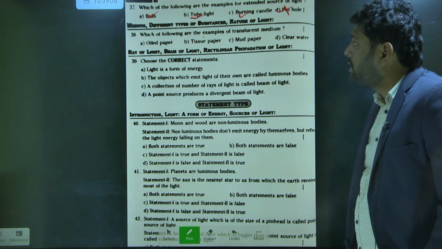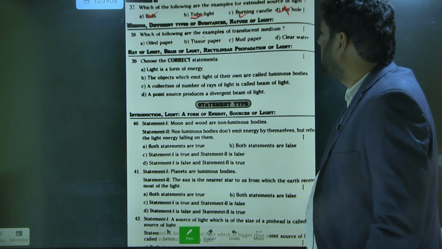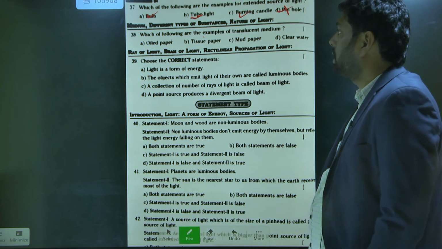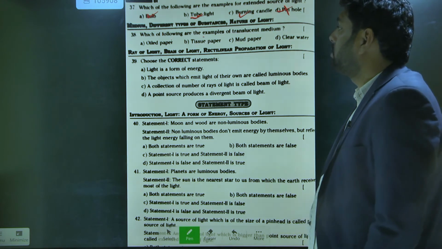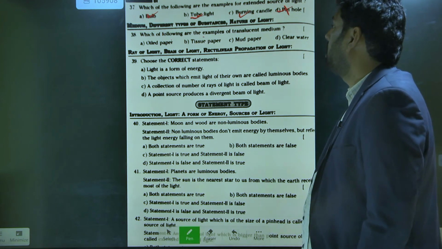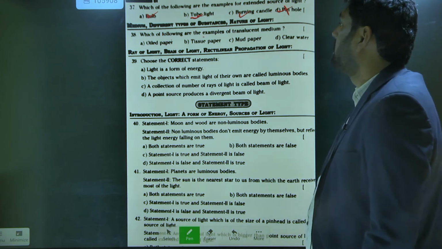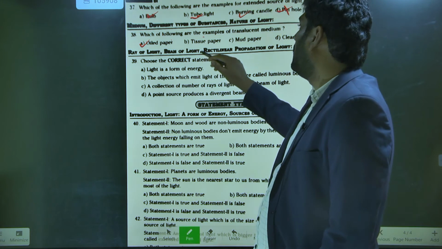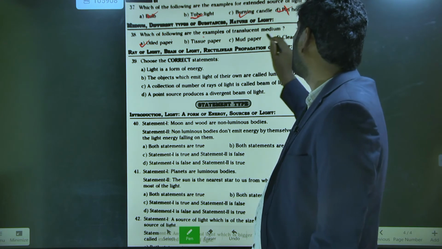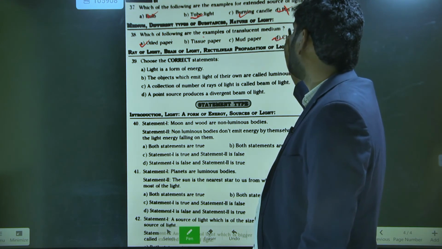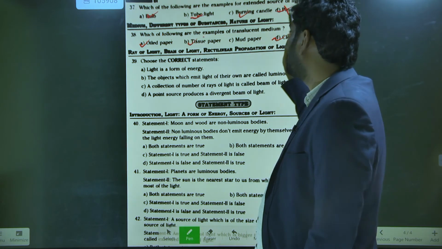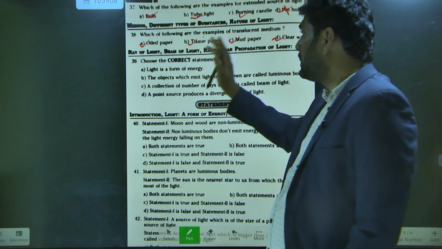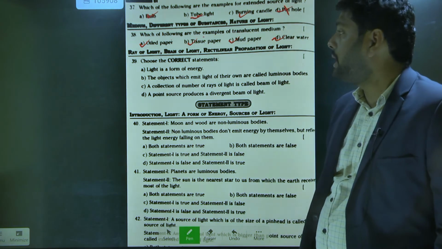So next, all these questions are related to multi-correct, so give multi-correct answers. Next, 38th question: which of the following are examples of translucent medium? Oiled paper is a translucent medium, tissue paper also, clear water, mud paper also translucent. So all the options will come as the answer.